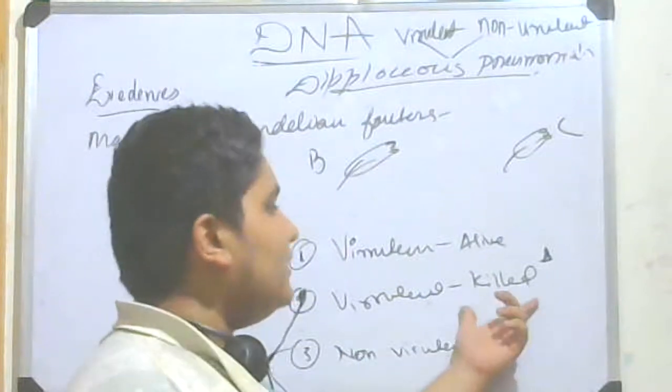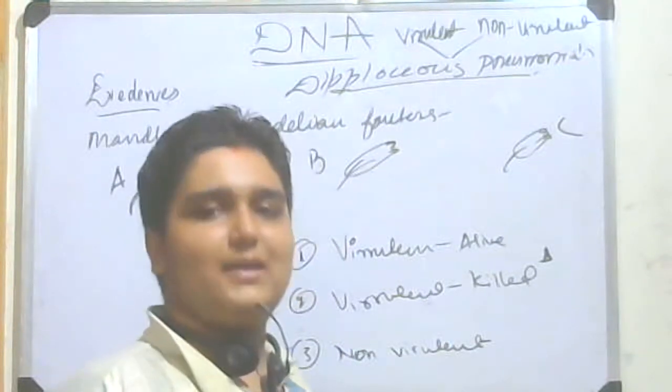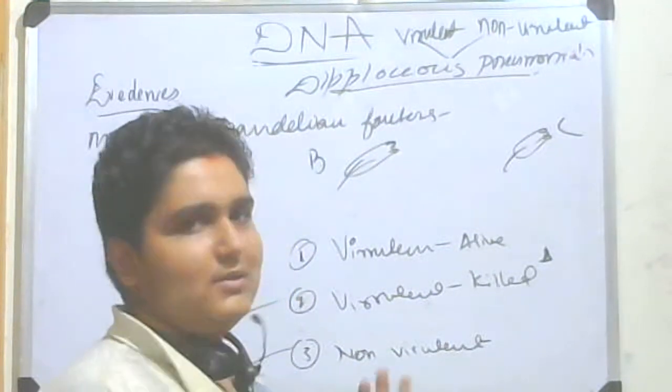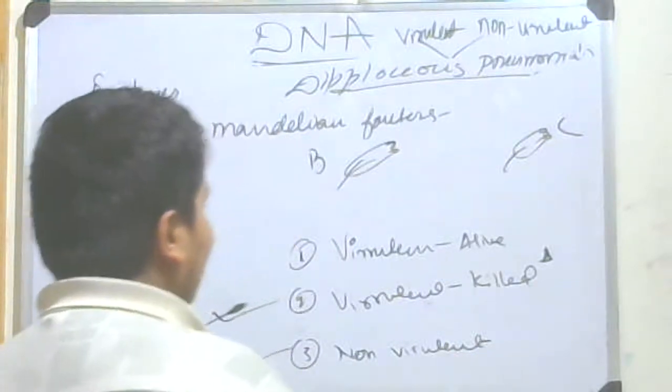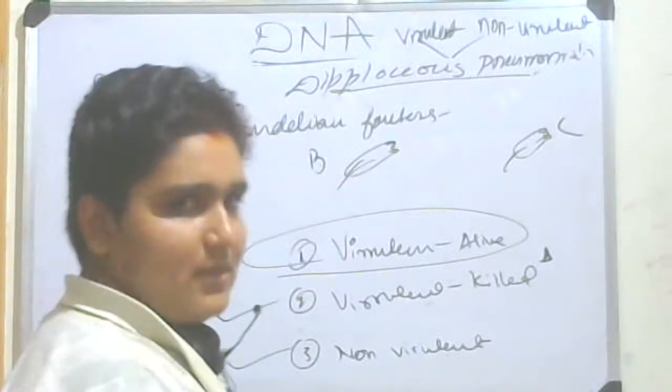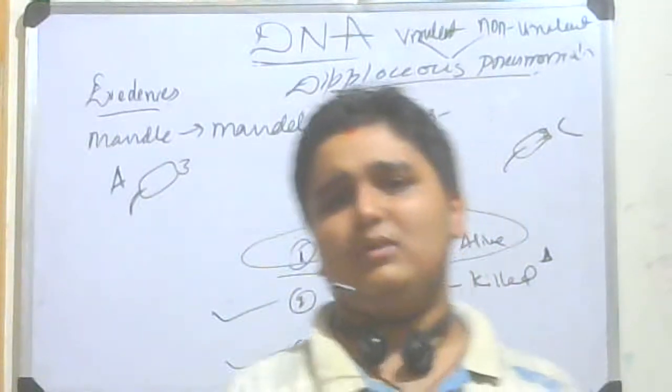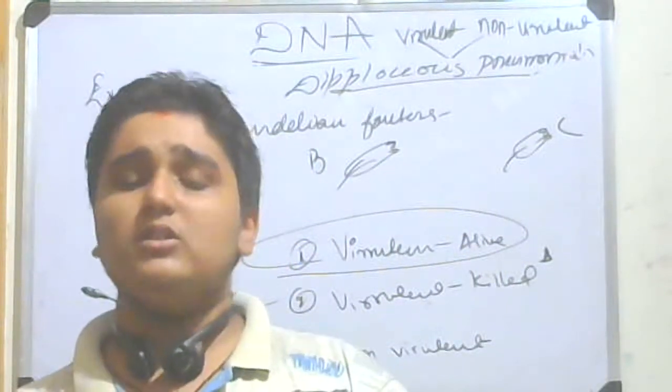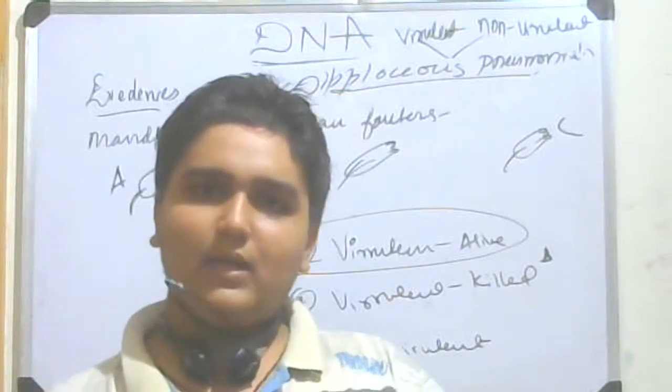When you're talking about virulent killed bacteria and the non-virulent bacteria, these are peculiarly harmless. But these alive and virulent bacteria are the ones that actually cause death in the mice, the actual causative agent of pneumonia in this particular experiment.